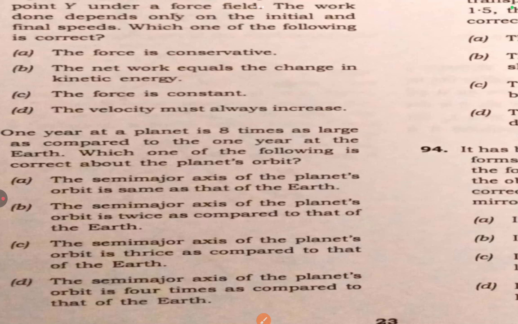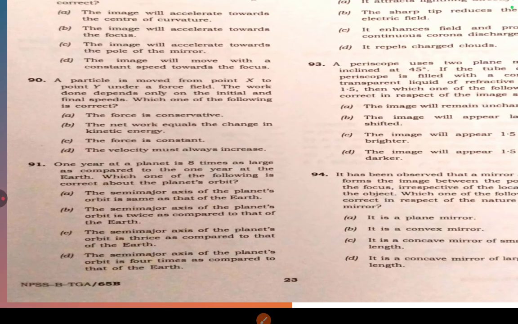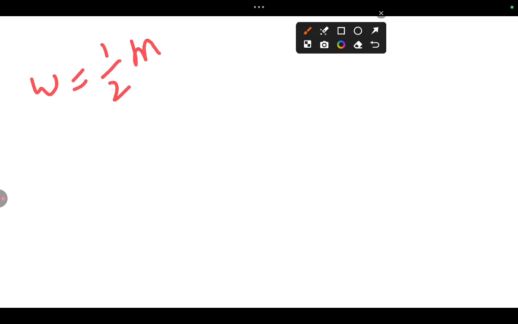The velocity must always increase. So this is question number 90. Question number 90 is related to the work-energy principle. As we know very well, work is the change of kinetic energy, final kinetic energy minus initial kinetic energy. This is about the work-energy principle. So for this particular condition, we will consider the work is equal to the change of kinetic energies.